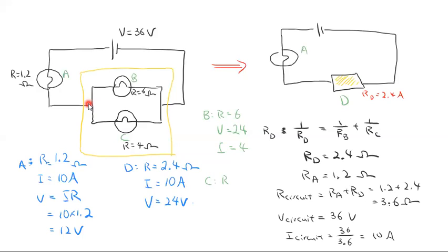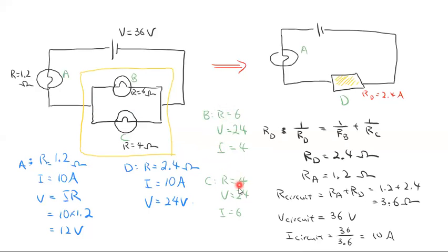What is the resistance? 6. Resistance for C. Voltage. 24. So the current equals 4. Current, 6. And that, again, matches everything, right?